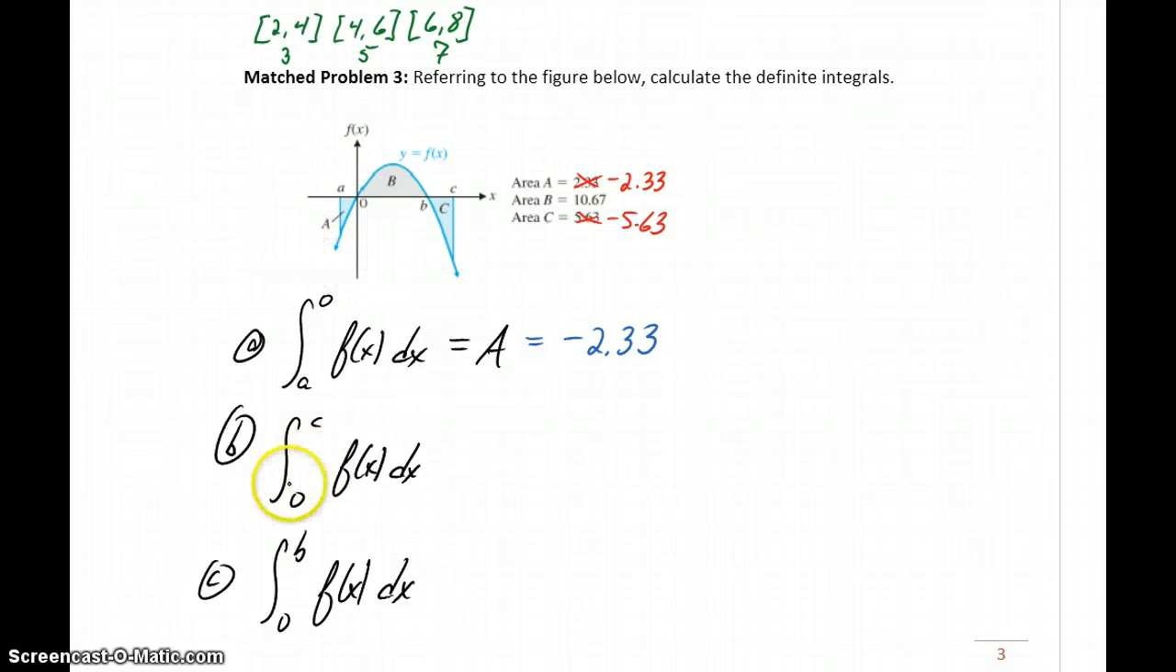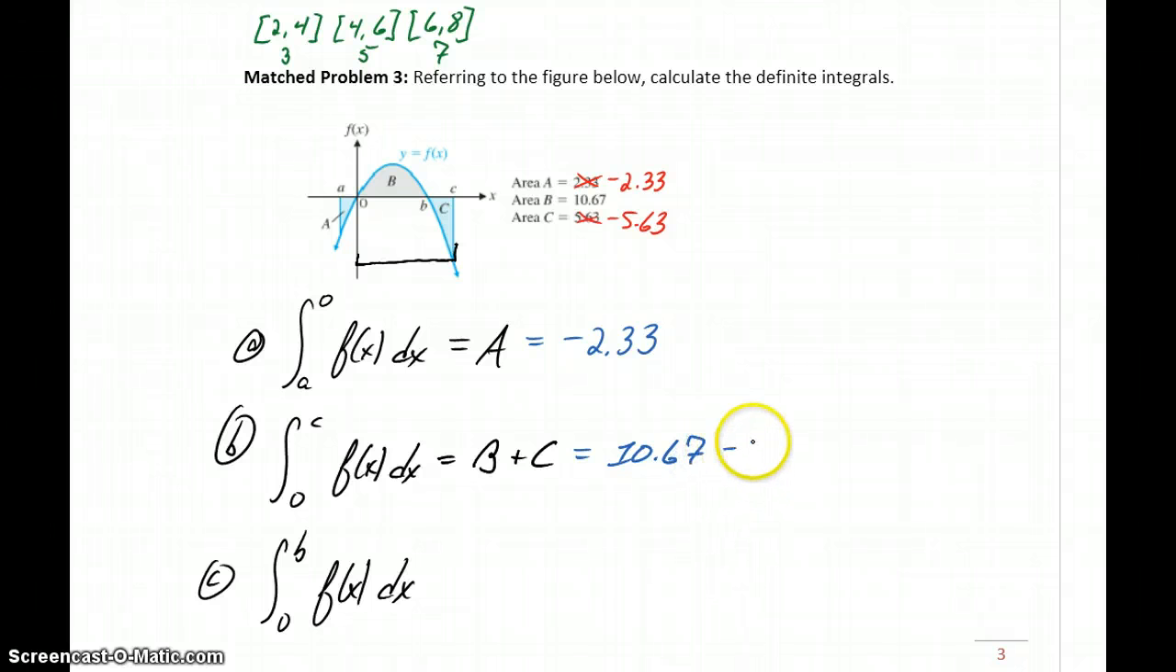When we look to evaluate the integral from 0 to c, we're looking from x equals 0 to x equals lowercase c. So in this case, we need to add both of these regions together. So we need B plus C. Area B is 10.67. Area C is negative 5.63, so minus 5.63 equals an area of 5.40.